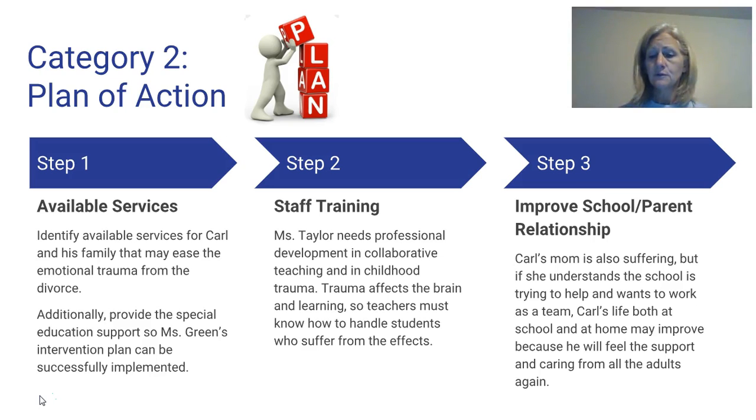Step 3 is to improve school and parent relationships. Carl's mom is suffering greatly from the divorce. Her outburst at the IEP meeting pretty much shows that. If she understands that the school is working for her and for Carl, and they're doing their best to benefit their family and Carl both, Carl's life at school and at home could improve because he would start feeling support from his mom and from the school both. Everybody would be working as a team, focused on the same outcome, which would be Carl's behavior improving at school so that he could learn.